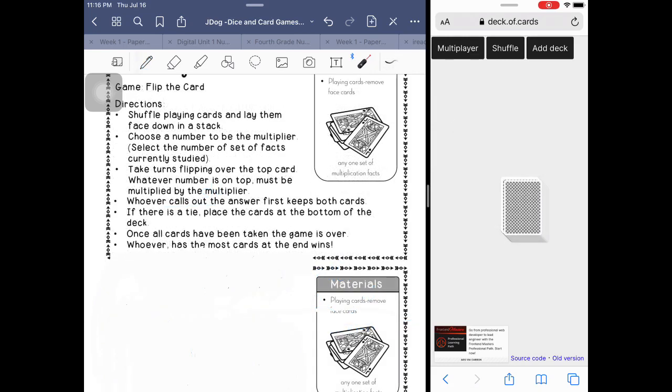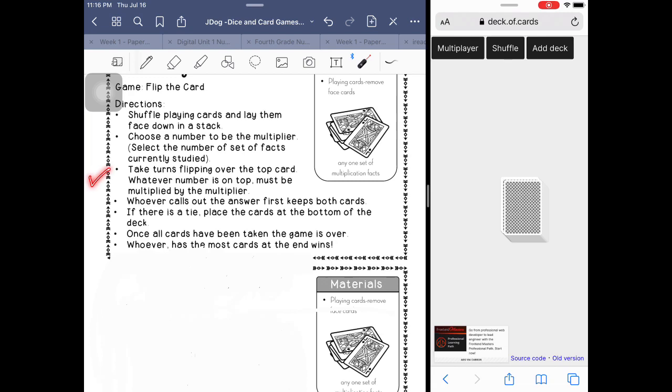Have fun. Hi, kids. The next game is called Flip the Card. The directions are to shuffle your playing cards and lay them face down in a stack. Choose a number to be the multiplier. Select the number of set of facts currently studied. That just means what number are you trying to learn right now? Do you need to learn your 4s? Then choose that as your multiplier.